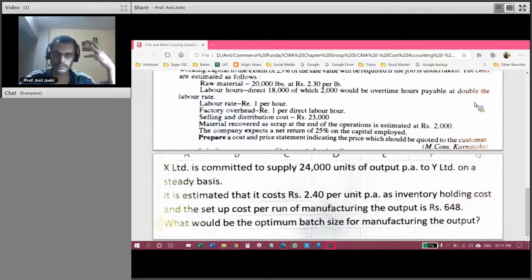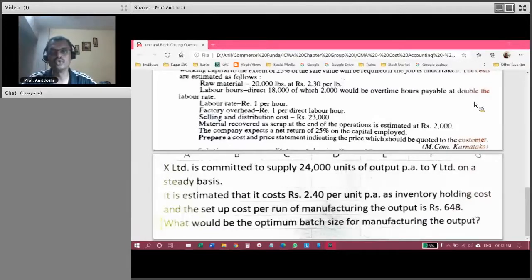So the economic batch size is the one at which your batch setup cost and your inventory holding cost put together are the least. Ultimately, you are interested in minimizing your cost. So that batch size, which results in minimum setup and inventory holding cost, is the optimum batch size, which is called the economic batch size. And to calculate that, the formula is similar to the EOQ model of your inventory, right? Economic order quantity.